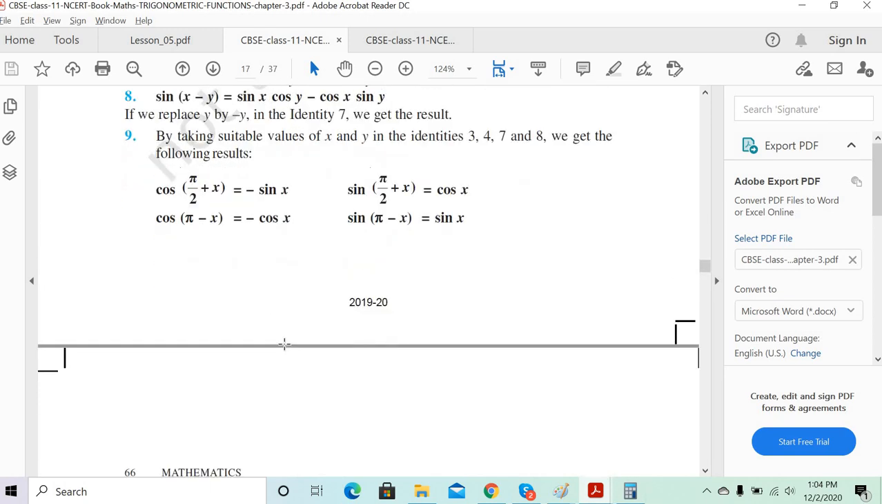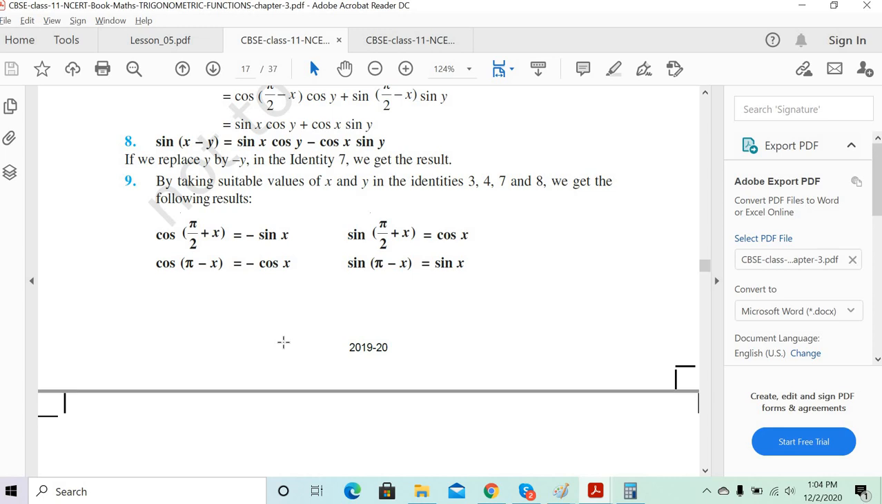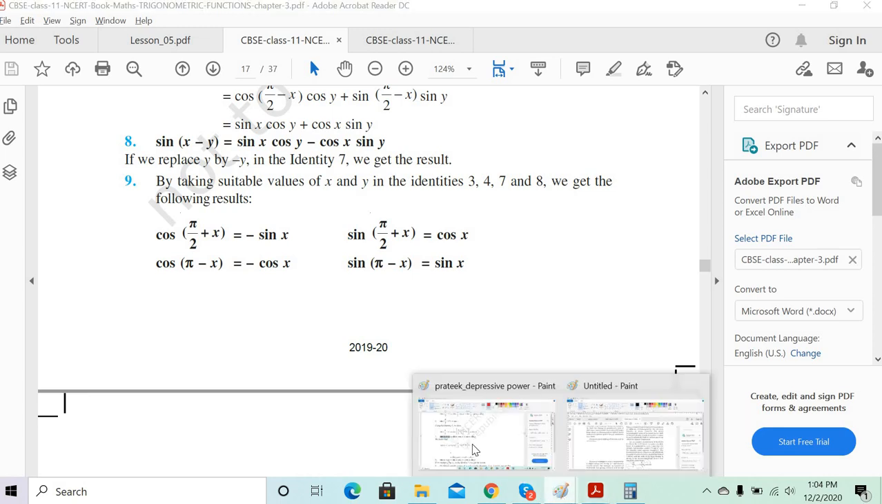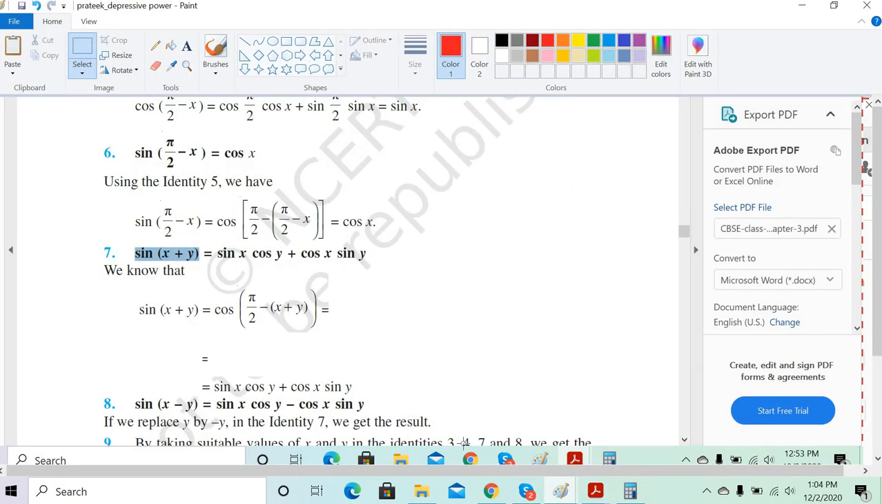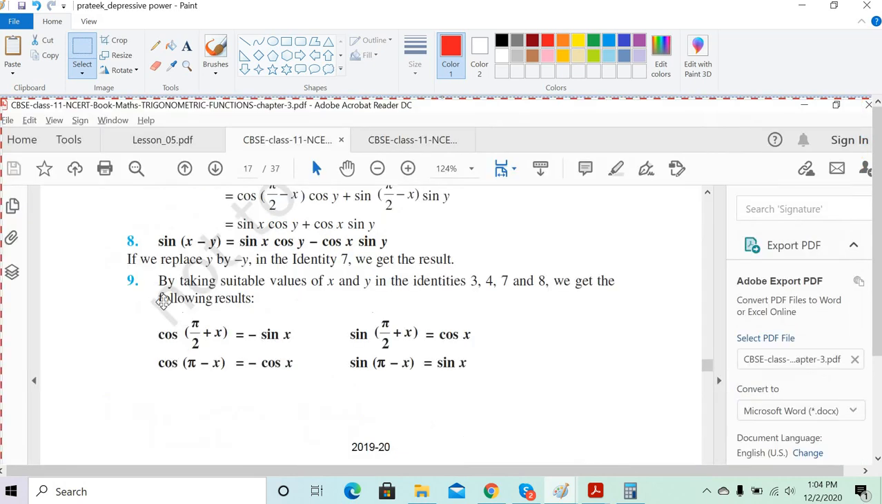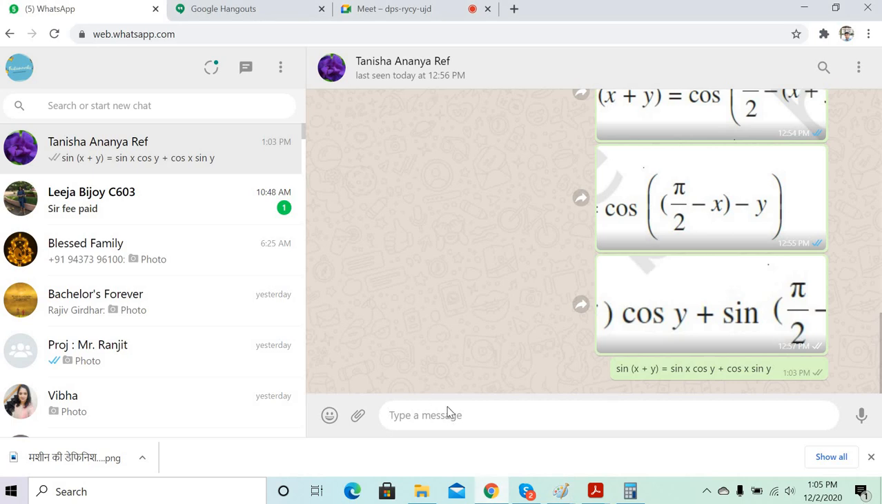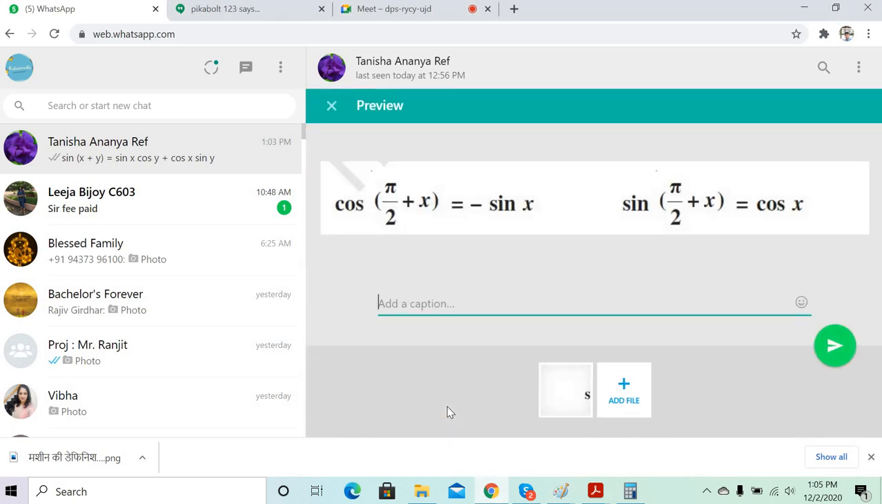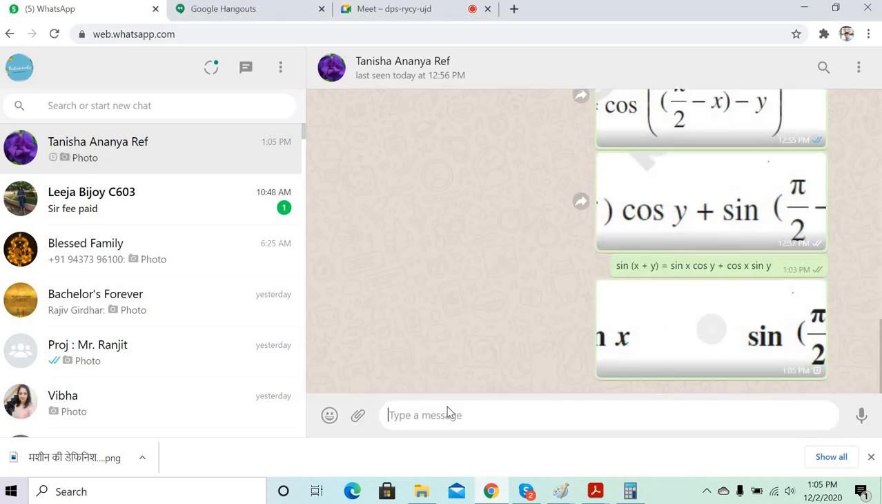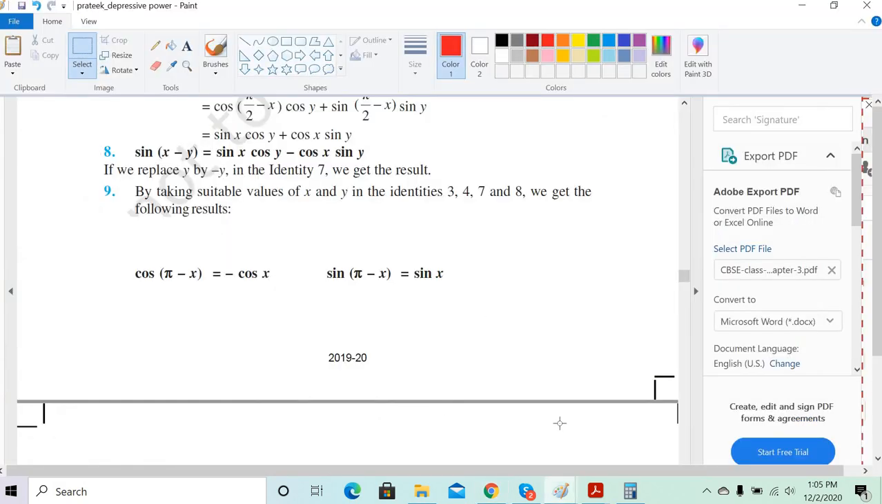Now I want to tell you something important: the formulas for cos(90 plus theta) and sin(90 plus theta). I'll tell these directly from the figure, where it can be very clear to you. So let's focus on this formula first: sin(pi by 2 plus x). Now look at the unit circle which you have.